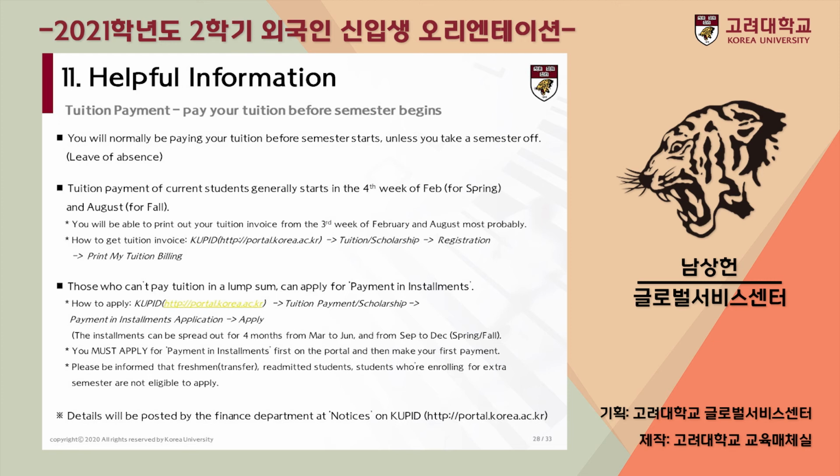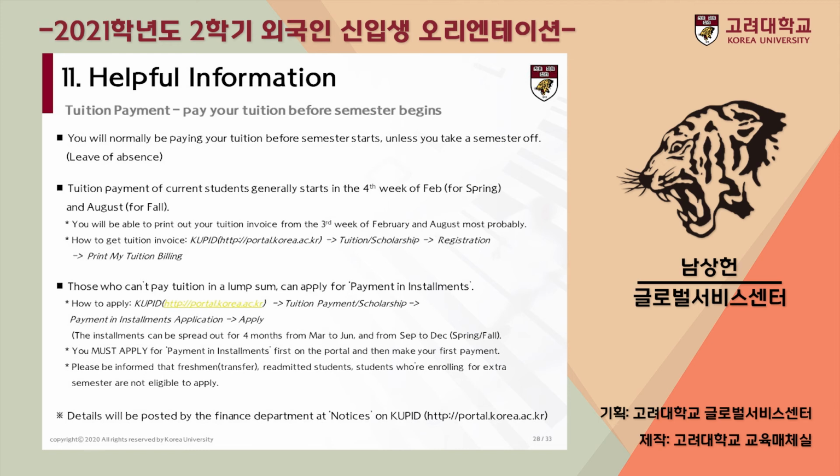As you know already, you must pay your tuition before the semester begins. Tuition payment for current students, not newly admitted students, generally starts in the 4th week of February for spring semester and in August for fall semester. Those who cannot pay their tuition in a lump sum can apply for payment in installments for the next semester.